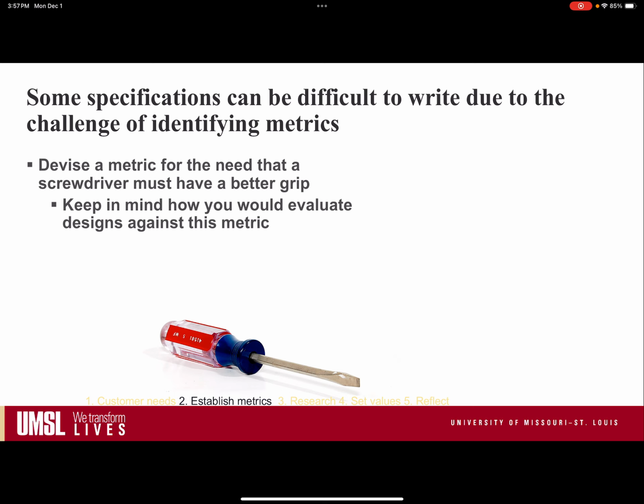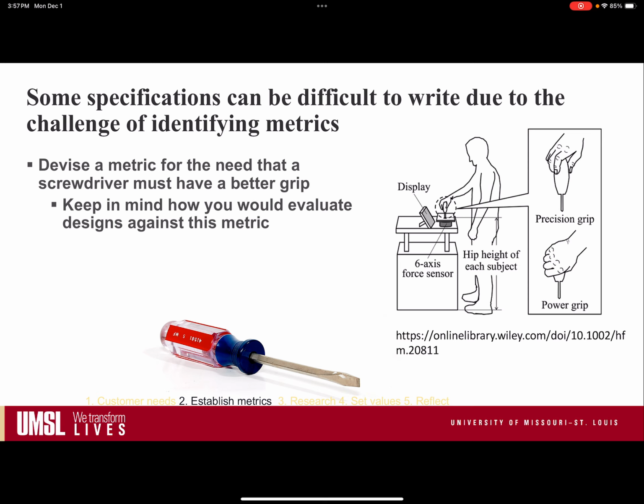Another example is a screwdriver. We're going to develop a spec to have a better grip for a screwdriver. Again, better grip could be vague. We need to clarify that. A better grip could be a precision grip, and it could be a power grip. It's very subjective and qualitative. So to develop the specs, we want to put a value and metric to that. What would be a good metric for a good grip?